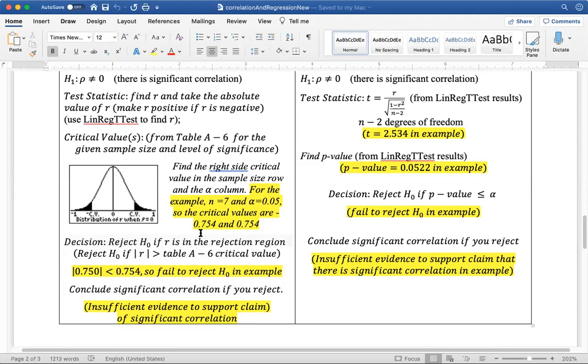So our value of R, to 3 decimal places, was 0.750. It was positive, so we don't have to change the sign. And it happens to be smaller than 0.754. It is not bigger than the critical value. It is smaller than the critical value. So we're going to fail to reject H0 for our little example. And of course, if we fail to reject, we're going to conclude that the data does not support a significant linear correlation.